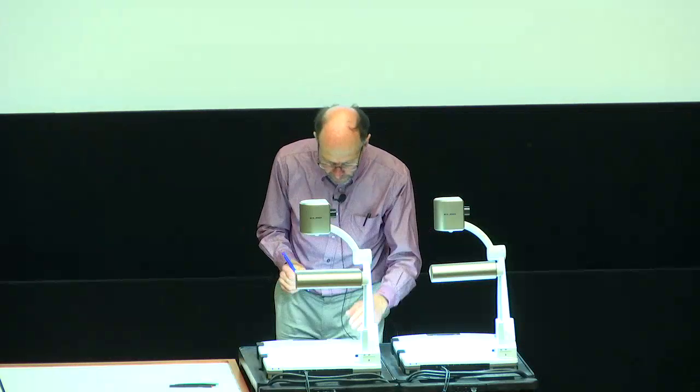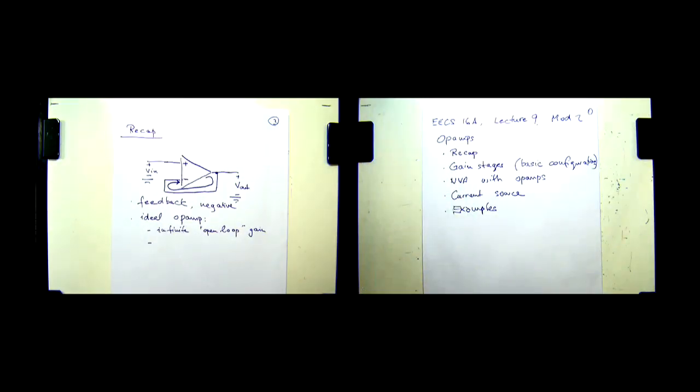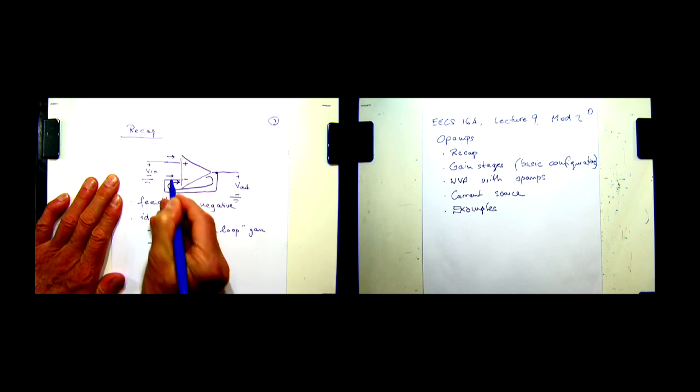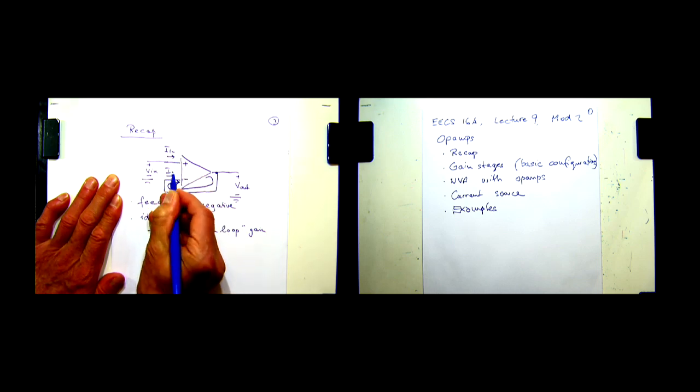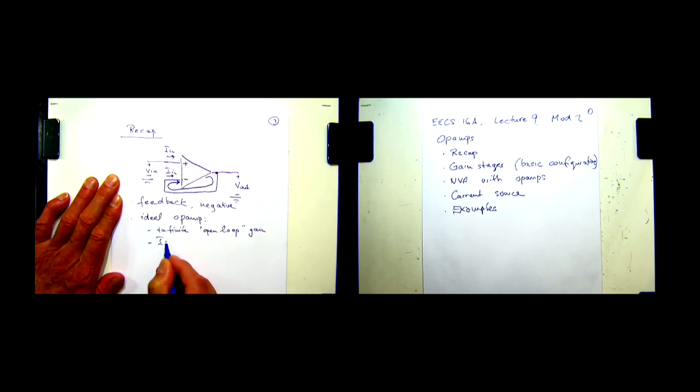And to distinguish from that gain, we call this one open loop gain, meaning without feedback. And then once we apply feedback, we get the closed loop gain. Okay? So this is one of the characteristics of an ideal operation amplifier. What else? Okay, thank you. No input current. I_in is equal to 0.